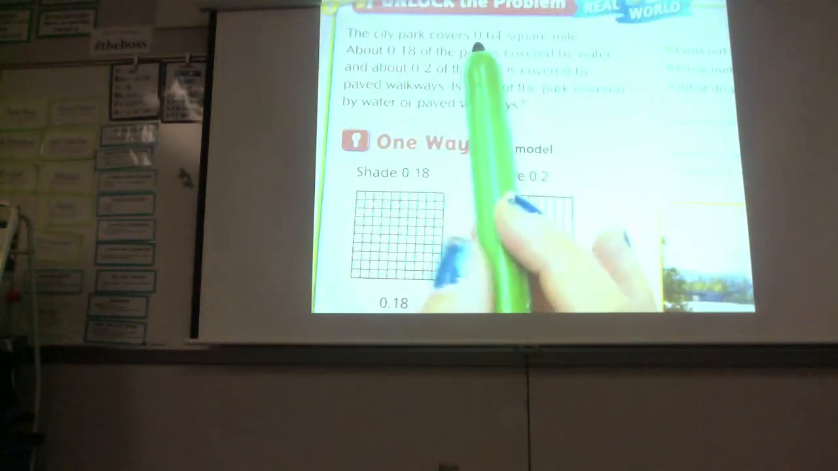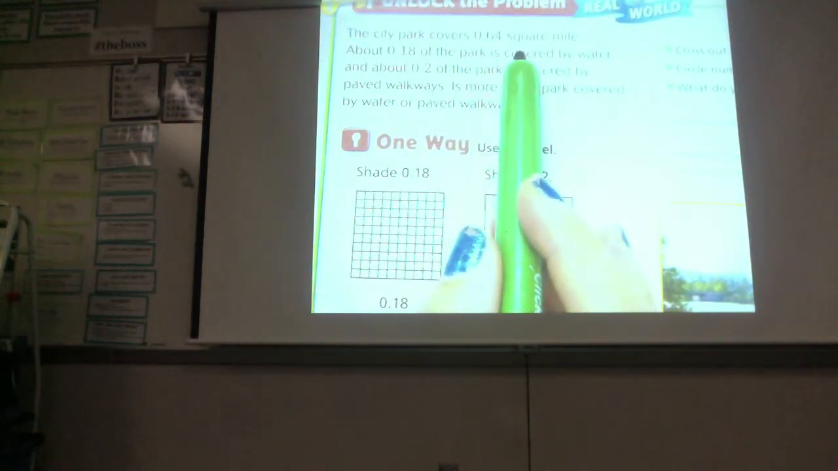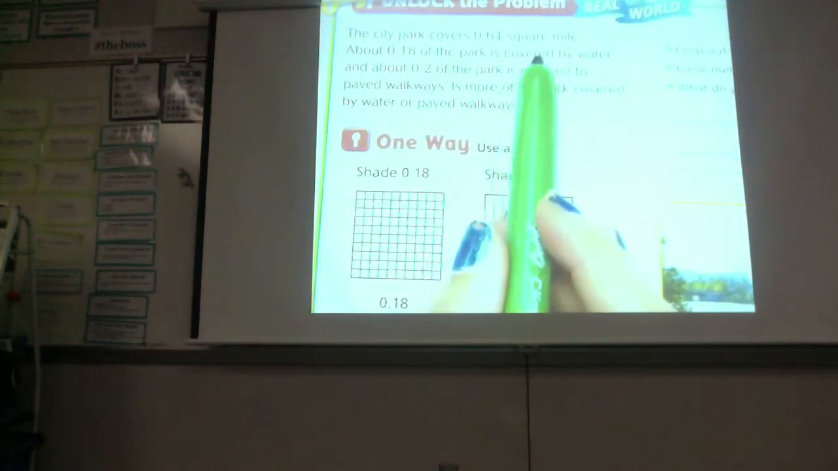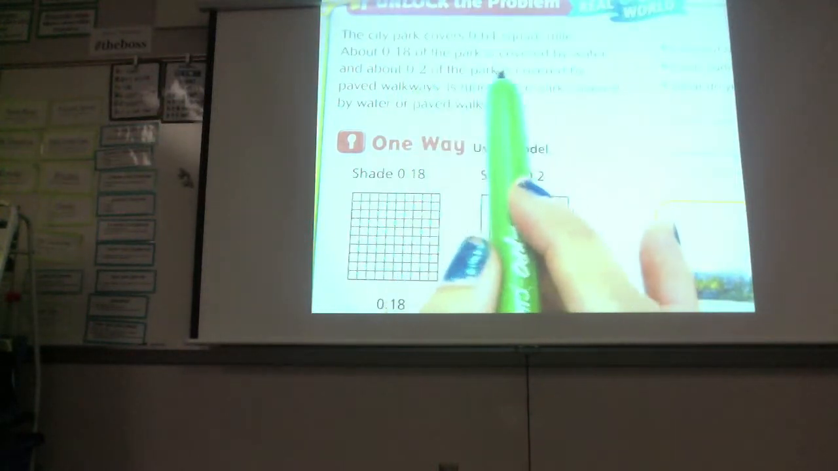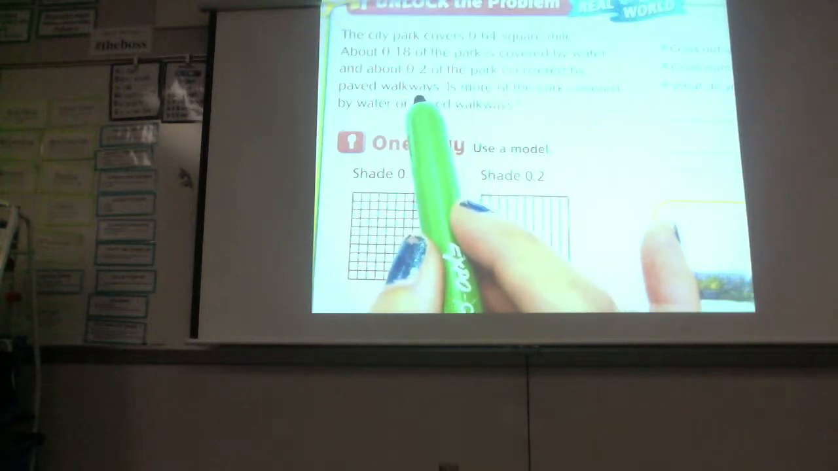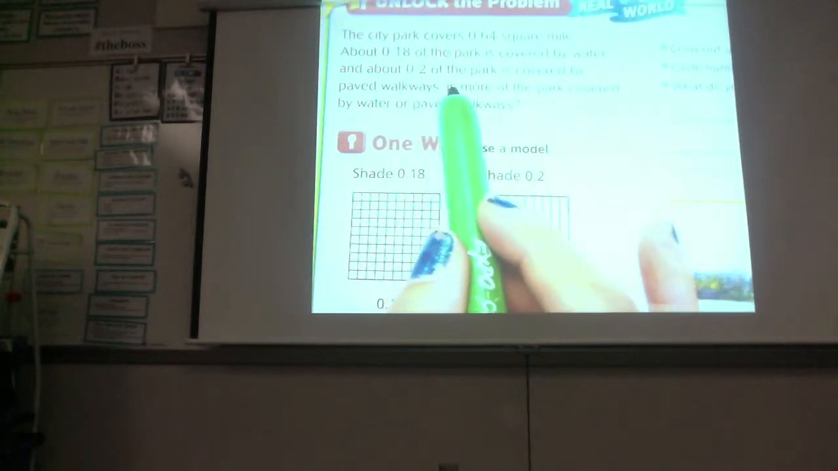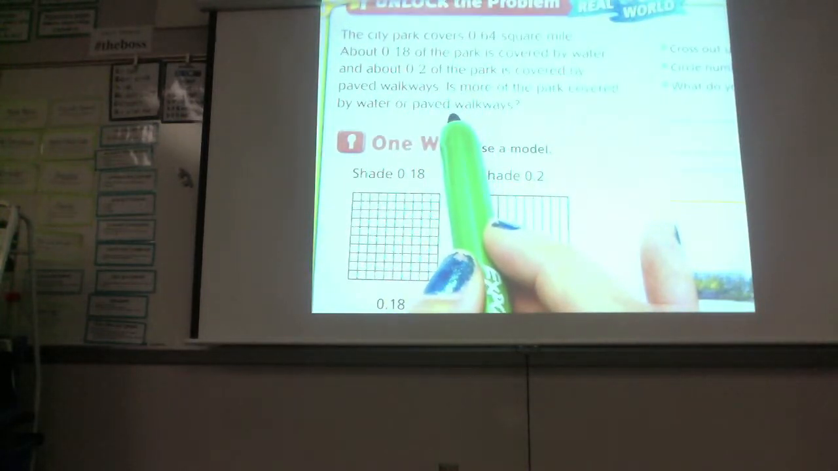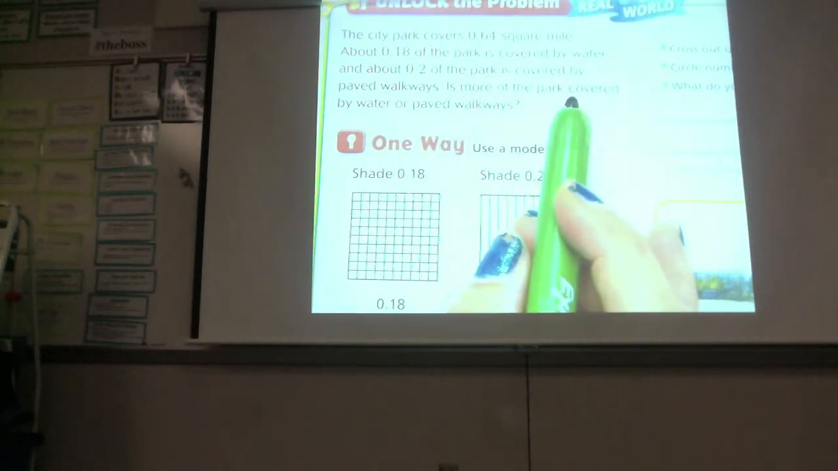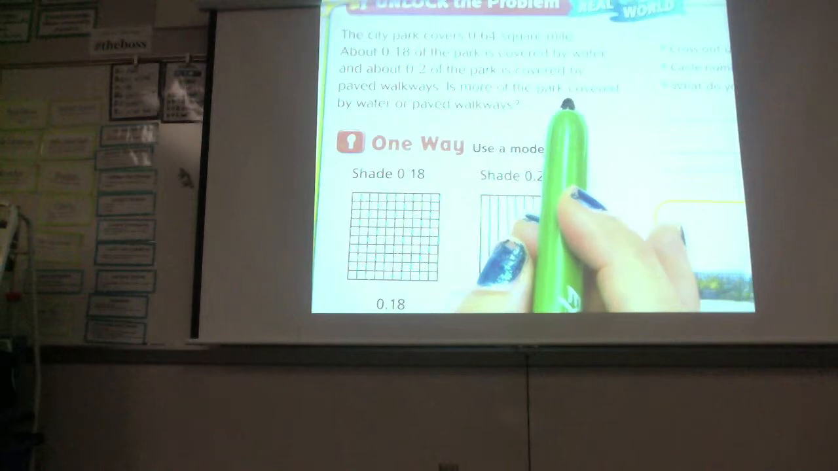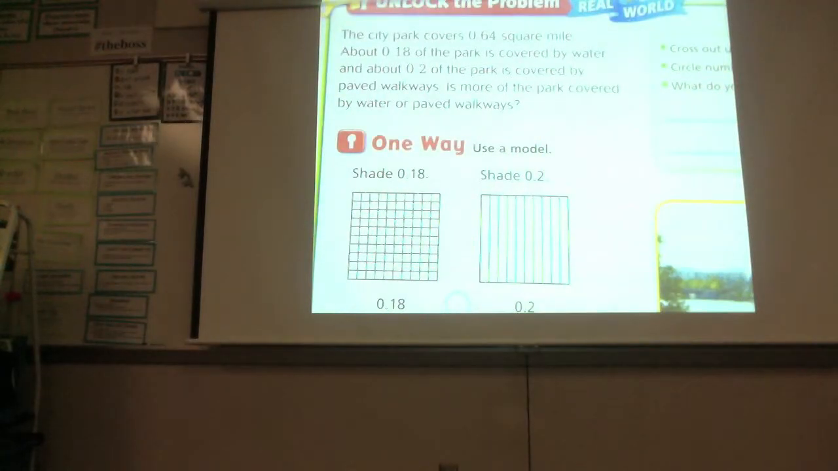The city park covers 0.64 square miles, or 64 100th square mile. About 1/1800th of the park is covered by water, and about 2/10 of the park is covered by paved walkways. Is more of the park covered by water or by paved walkways? So we're comparing. Ask yourself, what are we comparing? What is the question asking us, and what are we comparing? Raise your hand when you can tell me.